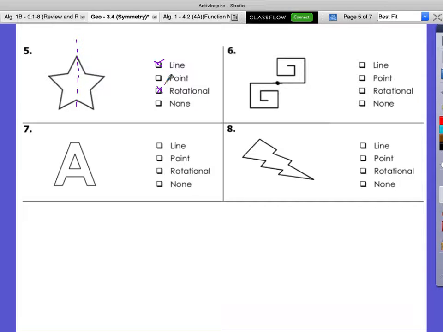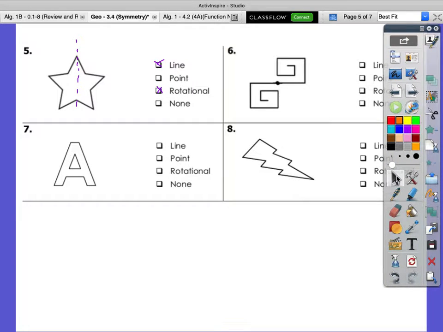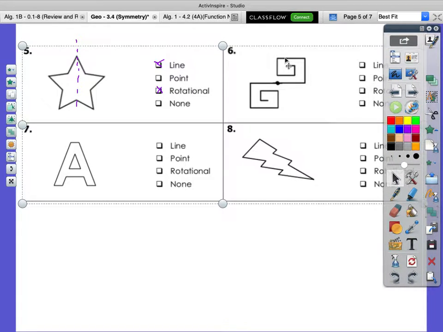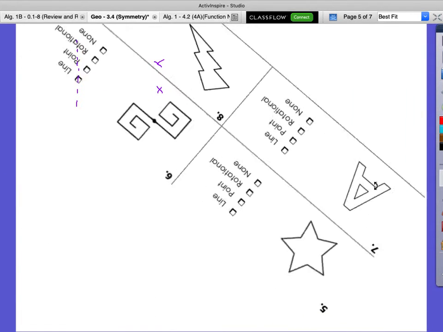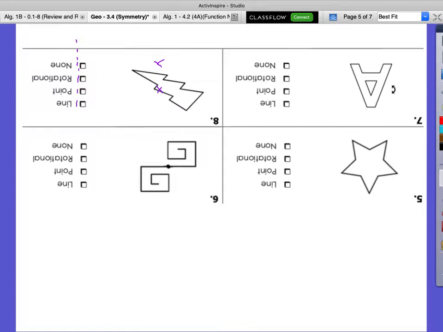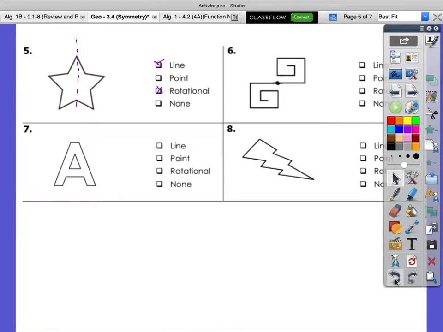Okay. 6. Is there any line we can do where it's perfectly symmetrical? No, because no matter what, these don't match up perfectly. So line symmetry is out of the question. Point symmetry. Well, let's turn it upside down. Test it out. Hey, it does look the same. And so it has point symmetry. What does it also have? Rotation. Rotational automatically.